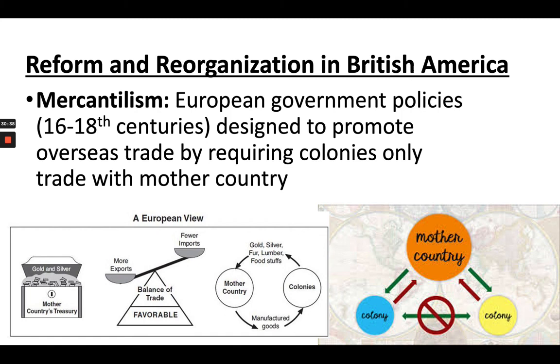The colonies don't really like it, right? It hurts their economy because with less competition, prices drop for goods. They cannot really get loans to expand their industries. So you have a lot of smuggling and bribery.